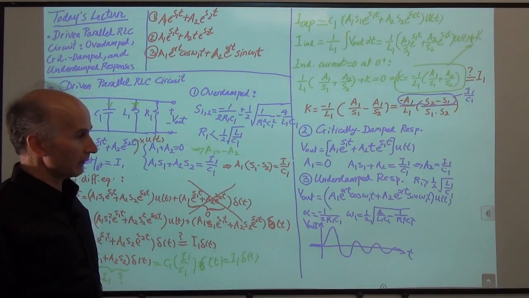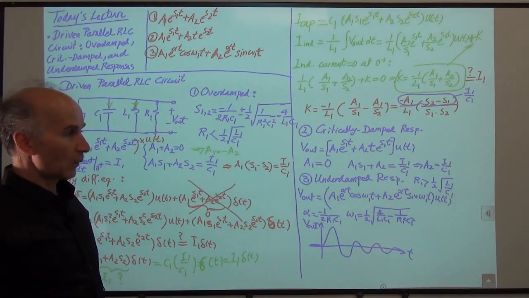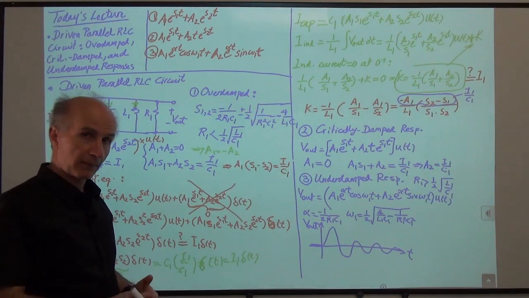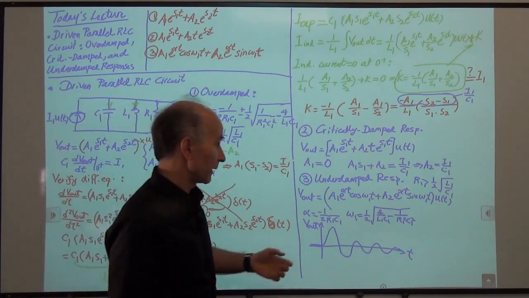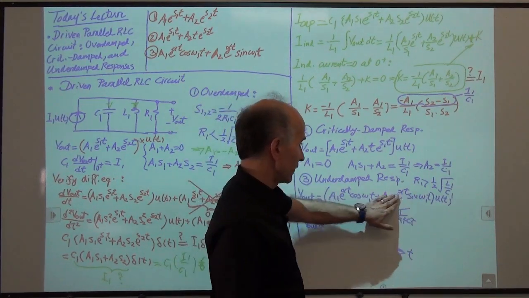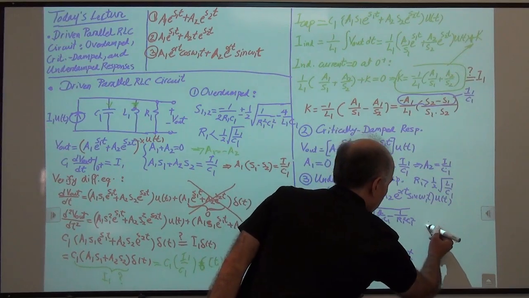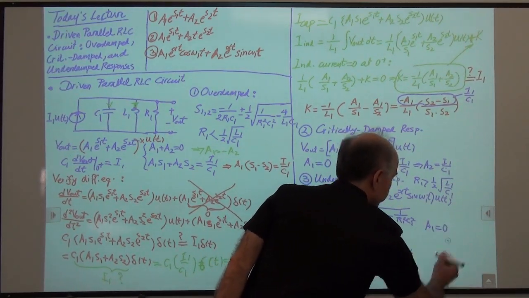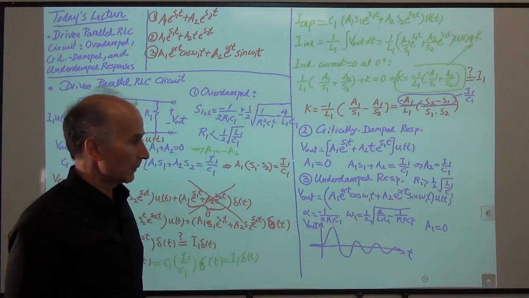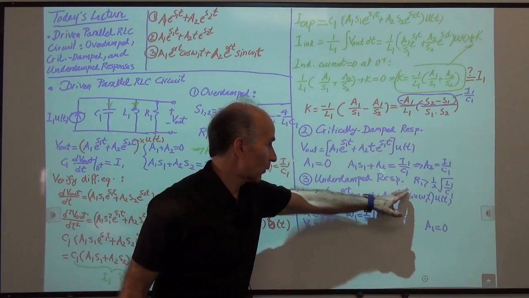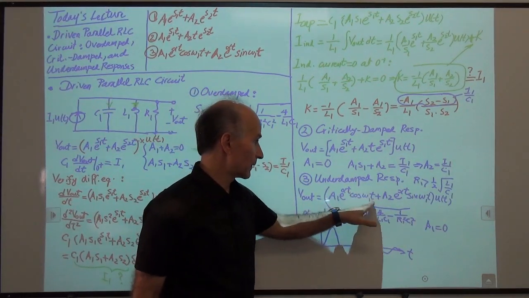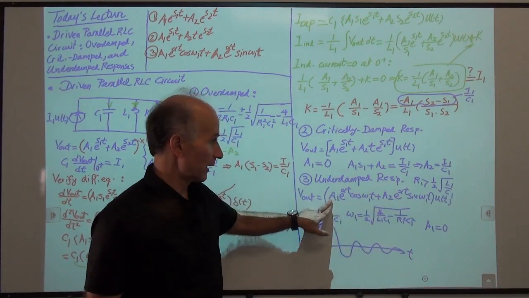Okay, so that's the case of underdamped response. To find A1 and A2, we follow the same procedure. We say V out at 0 plus must be 0. So at 0 plus, you can see that this A1 is here. This is 0. So we say A1 is equal to 0, because V out at 0 plus must be 0. And when I plug in t equals 0, this goes away anyway, so A1 has to be 0.